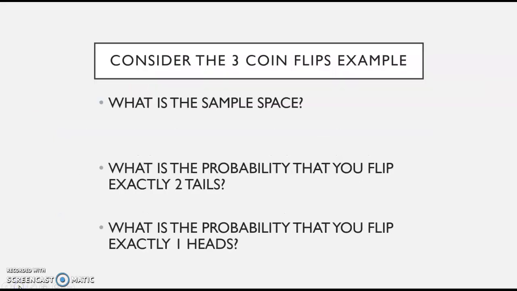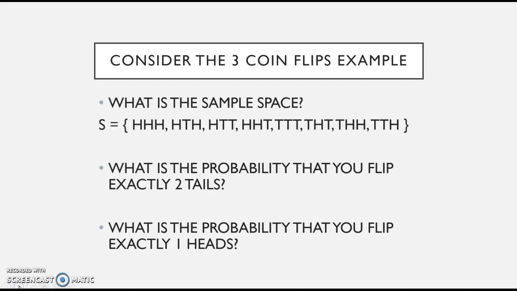Let's consider the 3 coin flips example. So if we tossed a coin 3 times, what would our sample space look like? What is the probability that you flip exactly 2 tails? And what's the probability that you flip exactly 1 heads? Here's what our sample space looks like.